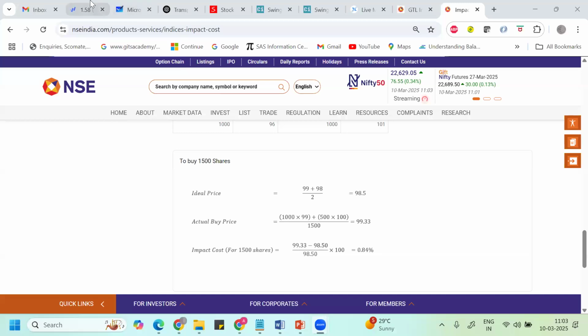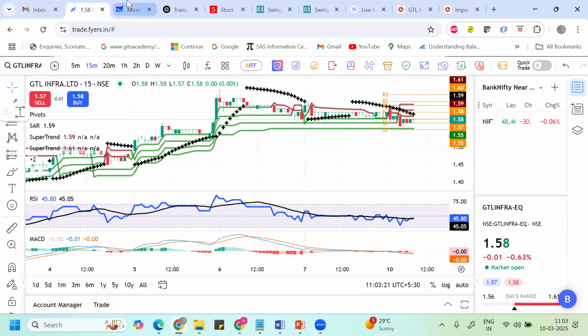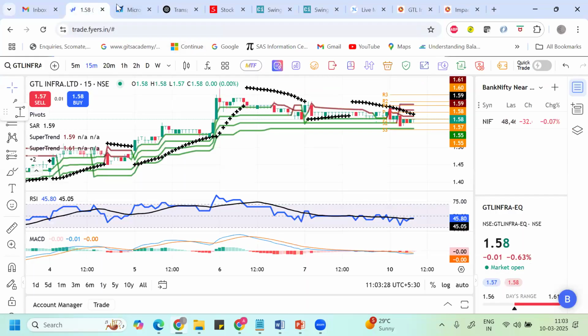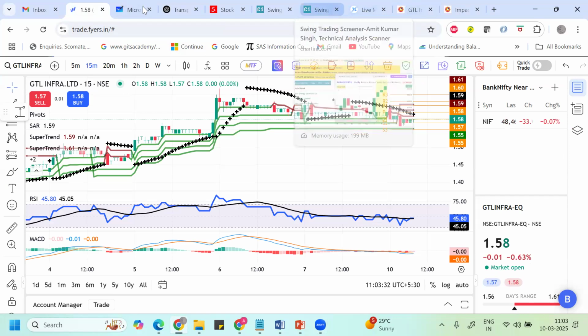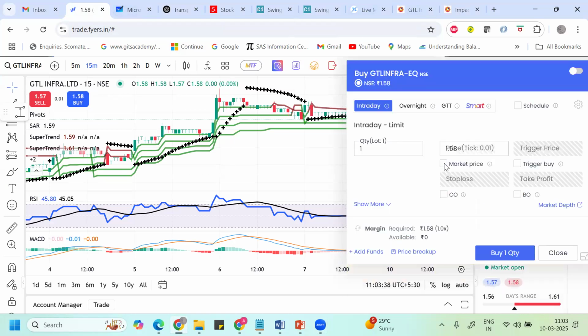I think everyone is clear with this part. When you are trading in the market, you should have an idea about what impact cost is all about. Tick size I have already explained. Tick size is the difference in price whenever you're placing your order. When you're placing your limit order, the difference should be 5 paisa, है ना? You cannot put 1.586. That should be a 5 paisa difference. For this GTL Infra, it is 1 paisa because the price is very small.